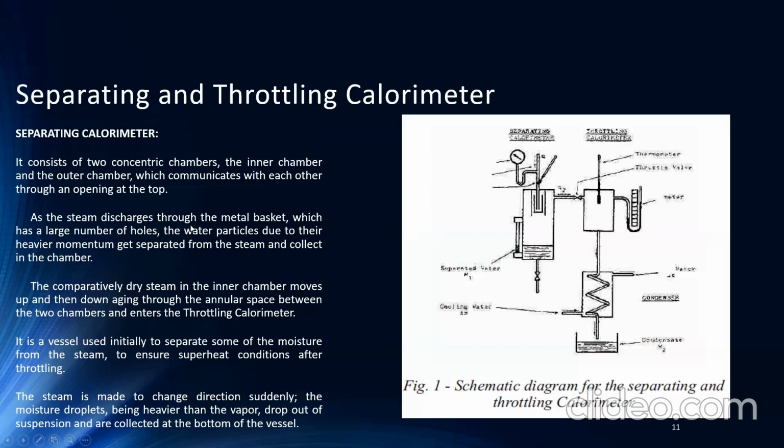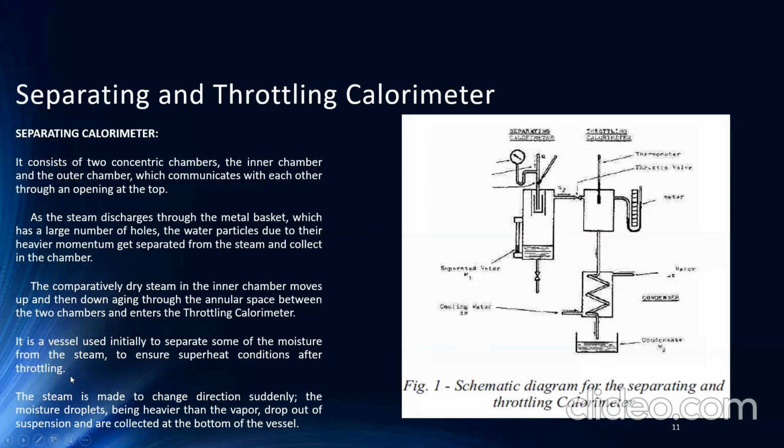As the steam discharges to the metal basket, which has a large number of holes, the water particles, due to their heavier movement, get separated from the steam and collect in the chamber. The comparatively dry steam in the inner chamber moves up and down, edging through the annular space between the two chambers and enters the throttling calorimeter.